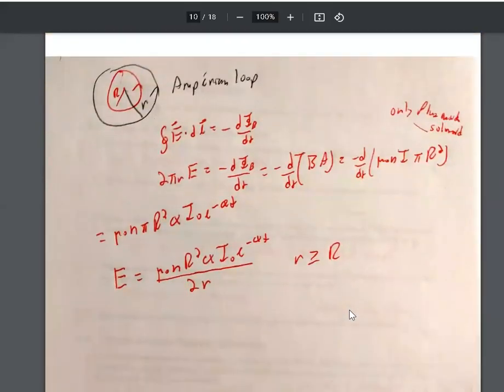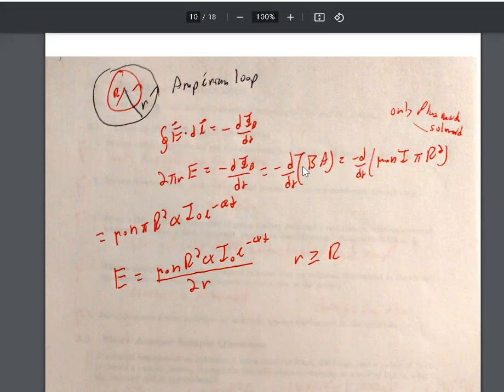If we want more than the radius of the solenoid, we'll have to draw another Amperian loop, also of radius r, but this time bigger than the solenoid. And so we do the same thing again. This integral is going to be the length of our Amperian loop times the magnitude of the electric field.